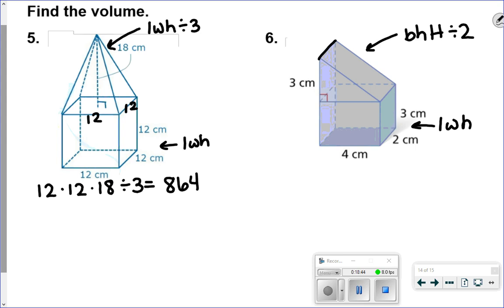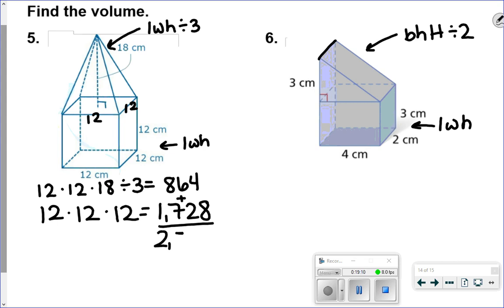So now I'm going to do the cube. All of the sides are 12. So I'm going to do 12 times 12 times 12 to get that answer. And that gives me 1,728. My last step here is to add those two values together. Once I do that, I get my final answer, 2,592. And now I'm ready for my label, which is centimeters cubed. Volume is always in cubic units.